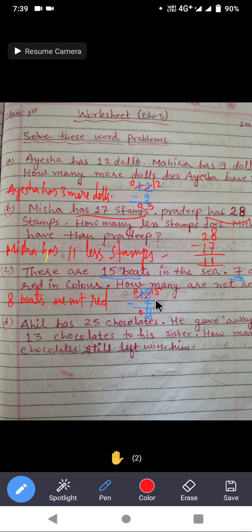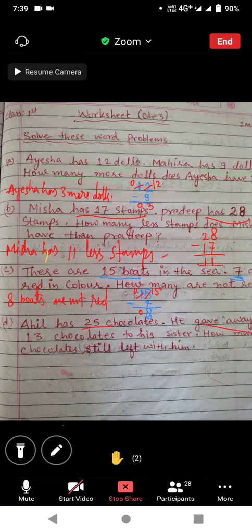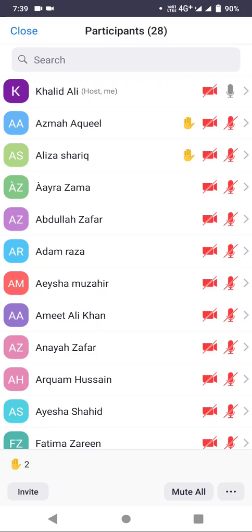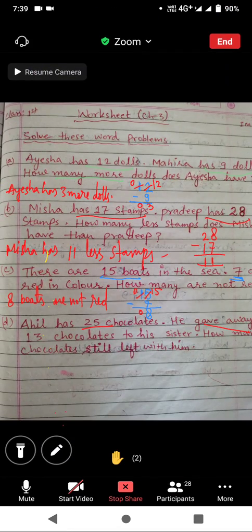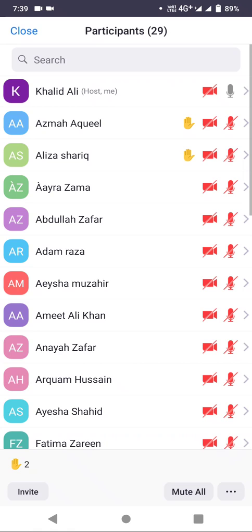What have we done here? We have taken out red boats from total boats, then we get the boats which are not red. Okay, like this. Part D, Ahil has 25 chocolates. Okay, and he gave away 13 chocolates to his sister. So gave away means, students? Can you tell what gave away means? Subtraction. Yes.